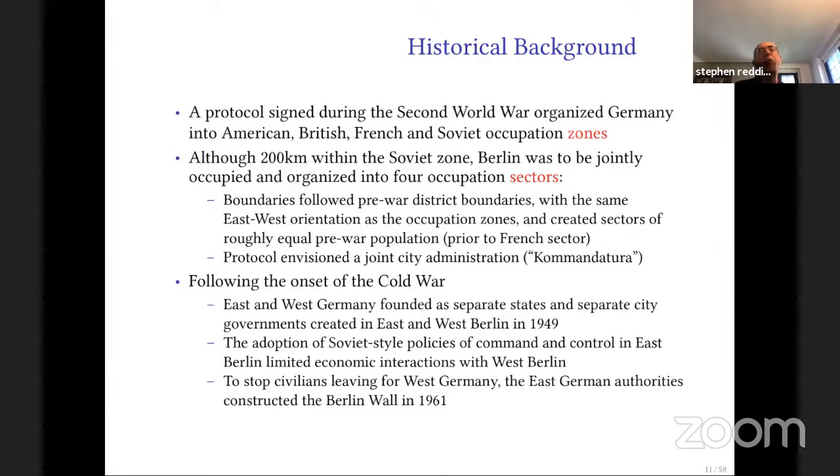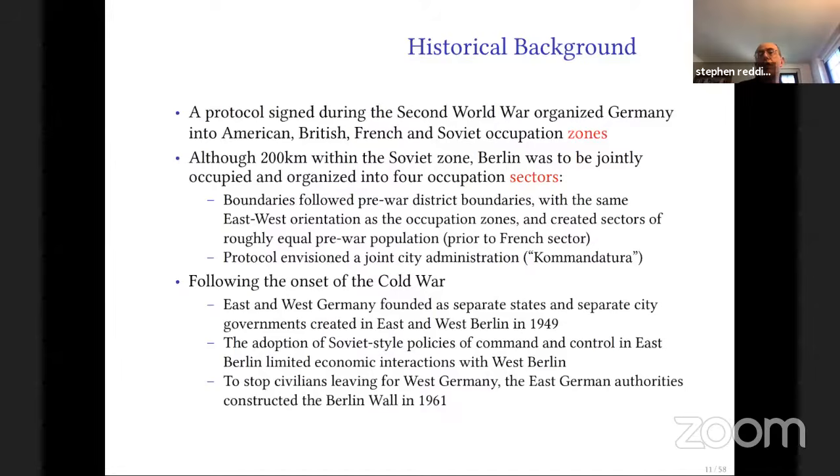Okay, so what is the historical background here, and why is the division of Berlin a useful natural experiment? Well, the division of the city actually originates in a protocol signed during the Second World War, which organized Germany into American, British, French, and Soviet occupation zones following its eventual anticipated defeat. Although Berlin was around 200 kilometers within the Soviet zone, 200 kilometers east of the border with the American, British, and French zones, it was decided that as the former capital of pre-war Germany, Berlin itself would be divided into occupation sectors.